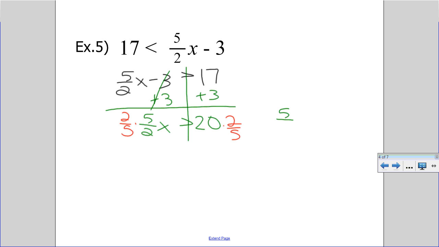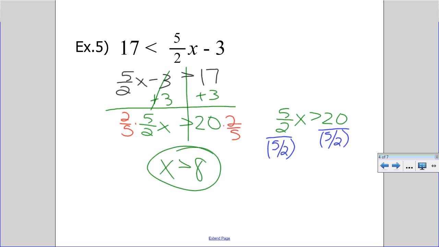How else can I get rid of that 5 halves x, guys? You can just divide, but what do you have to include when you divide by the 5 halves? Parentheses. It is so nice teaching juniors who already know that. My freshmen just look at me like they have no idea. You guys are like expert pros. So ladies and gentlemen, x is greater than what? This is why I told you to have your calculators out. You're multiplying by 2/5 or you're dividing by 5 halves. What do we get? 8. Good job.